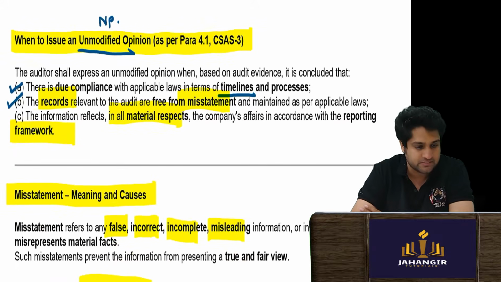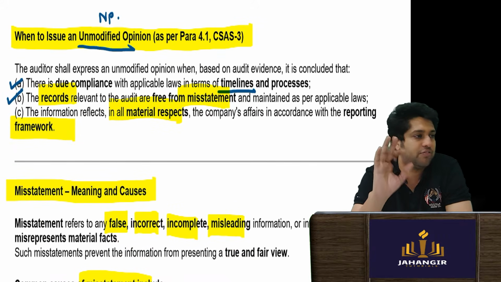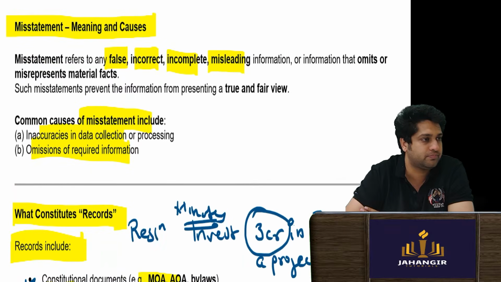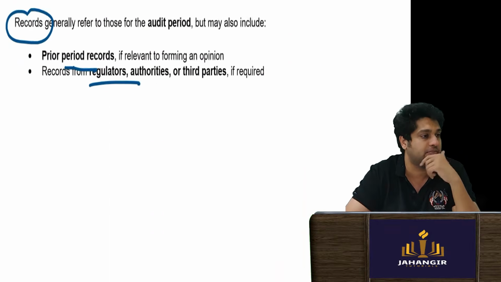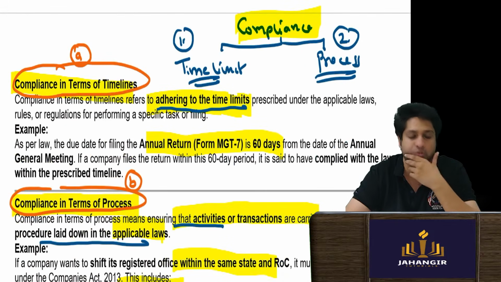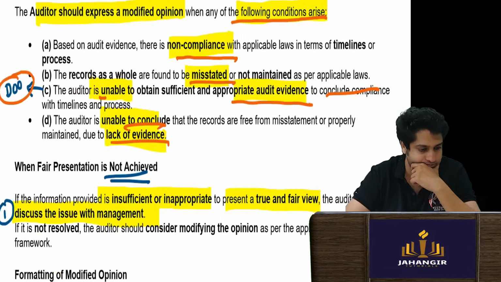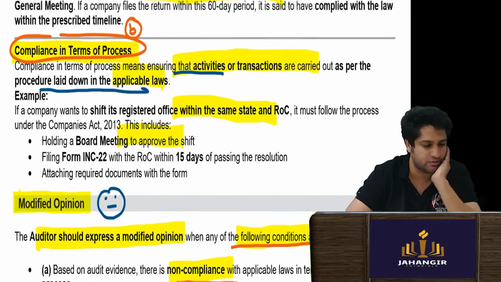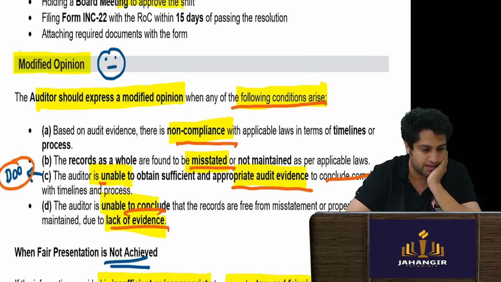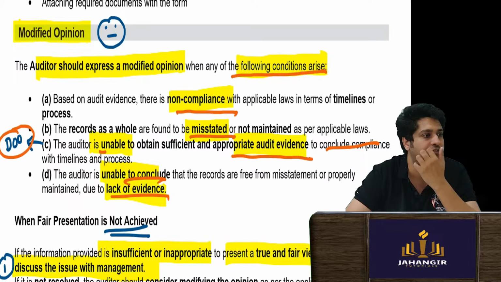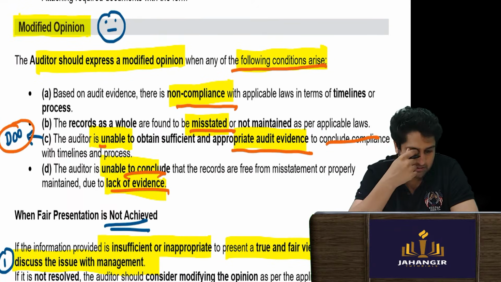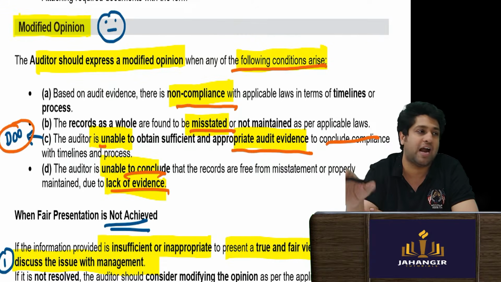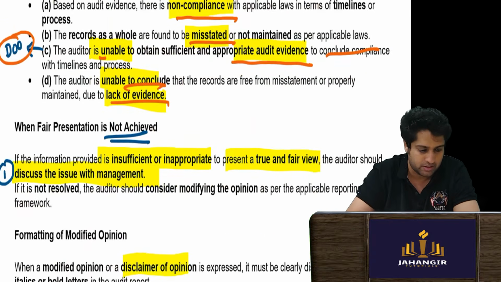When you see this, unmodified means no problem. All the records are in place, etc. Now you see, all the compliance timelines were followed. Everything is done. Now modified means there are misstatements, but not to the extent to give it an adverse opinion. That is what you will write.